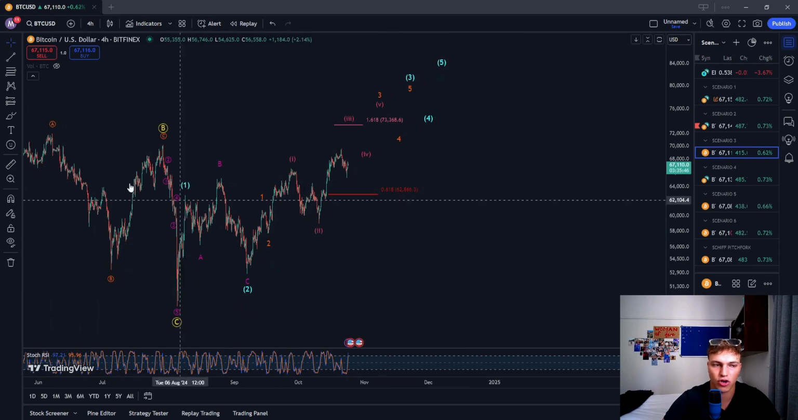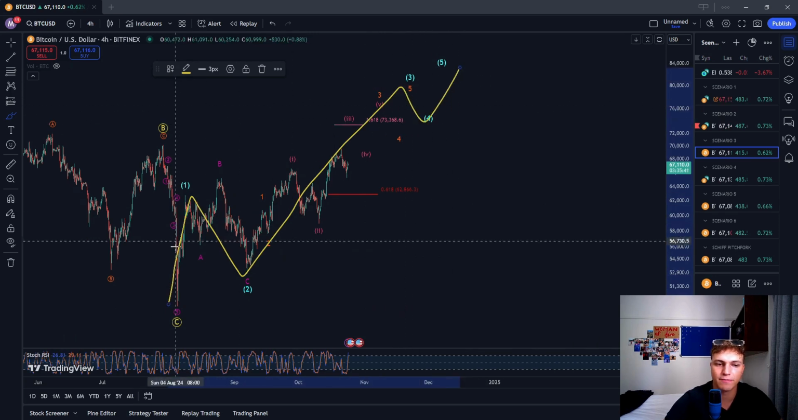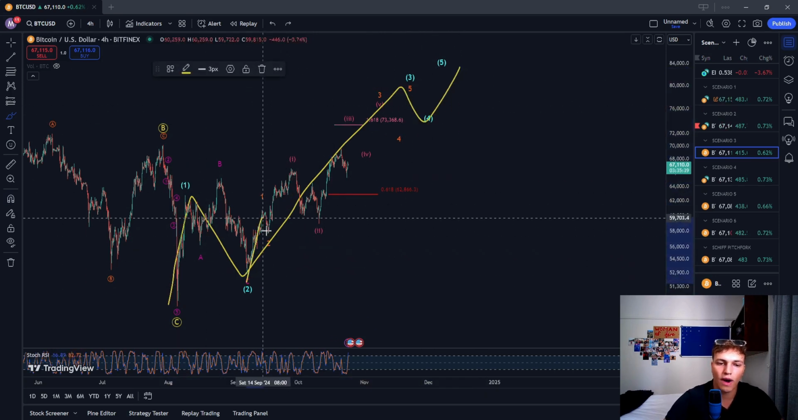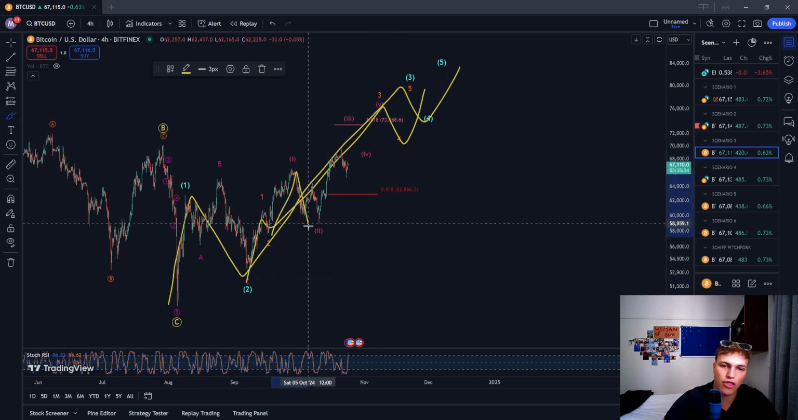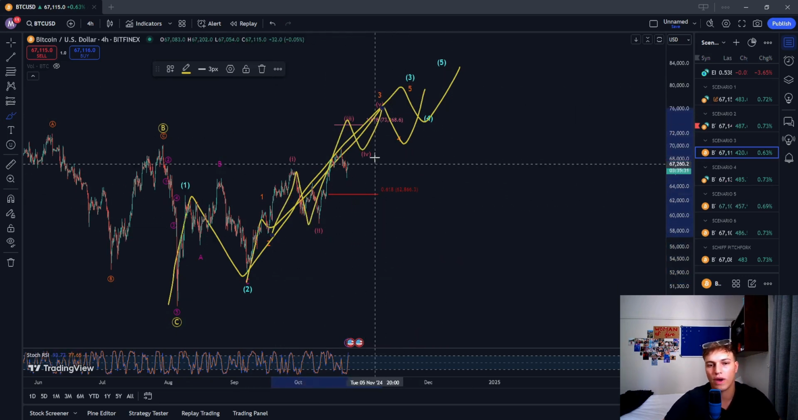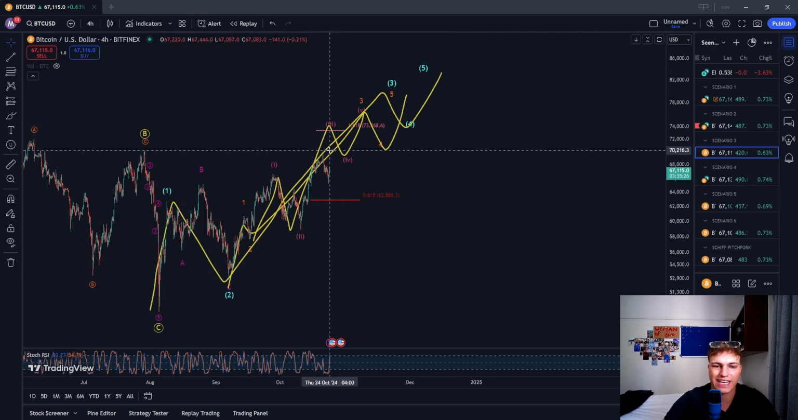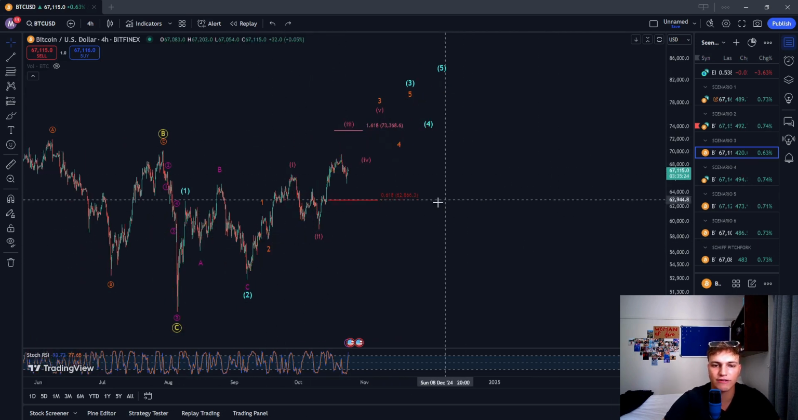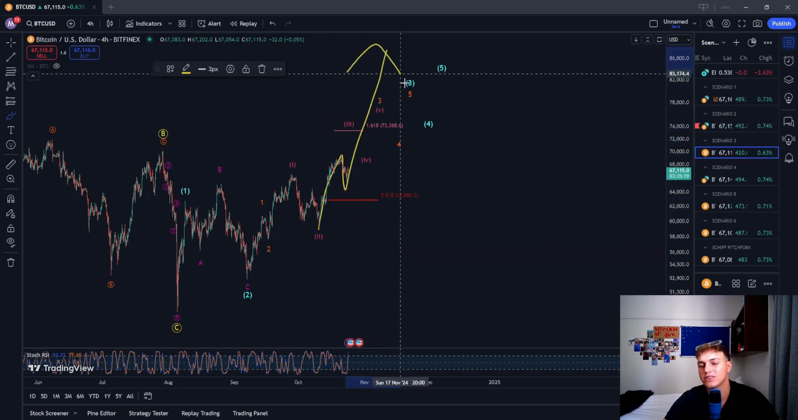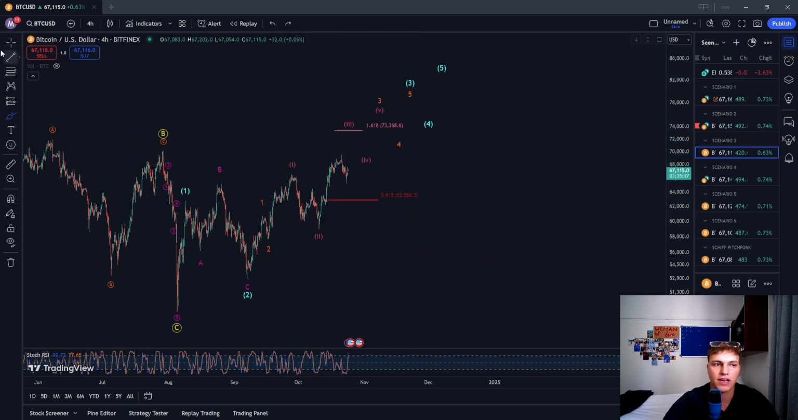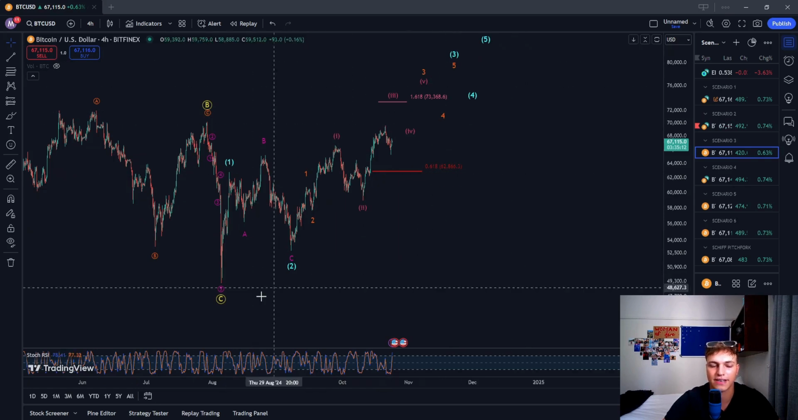the impulse scenario. So we could have a 1, 2, 3, 4, 5 in blue with a 1, 2, 3, 4, 5 inside that blue wave 3 in orange, and then another one inside pink wave 3 inside orange wave 3, the pink structure, in another 5-wave move. This even could be another 1-2 structure here, 1, 2, before a massive move towards the upside, targeting those massive $120,000 levels if this is the main scenario.